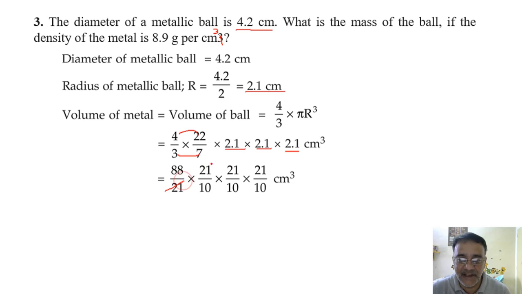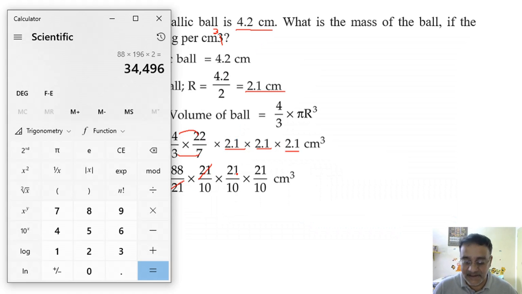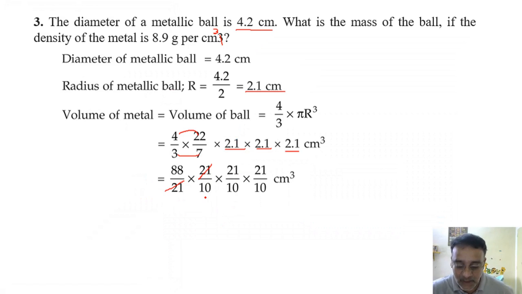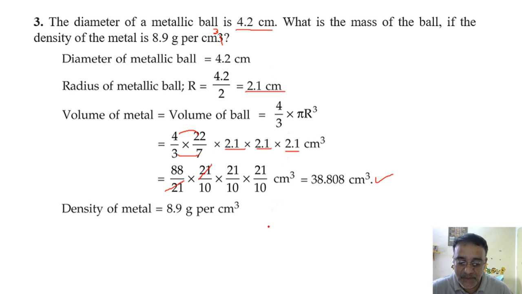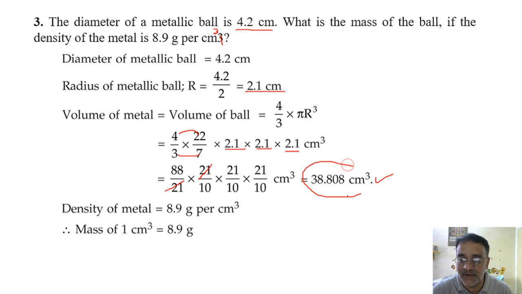So 121 we can cancel. Now we have to find 21 into 21 into 88, that is 441 into 88. So we are getting 38,808 by 1000. So this is the volume. And density of metal is given 8.9 gram per centimeter cube. So the mass of 1 centimeter cube is 8.9 gram. So what will be the mass of this volume?